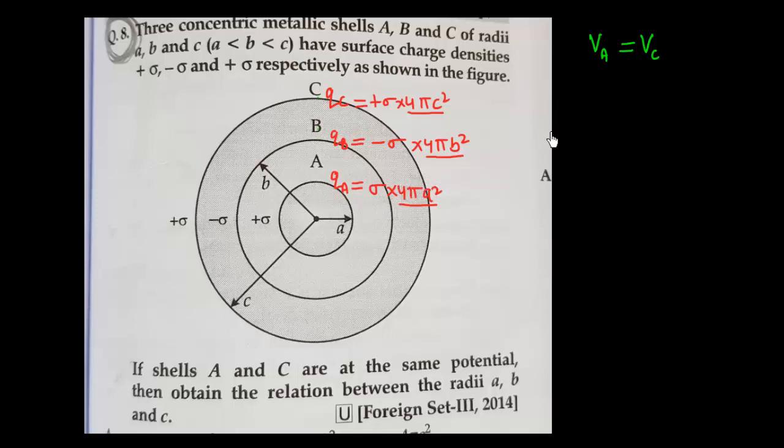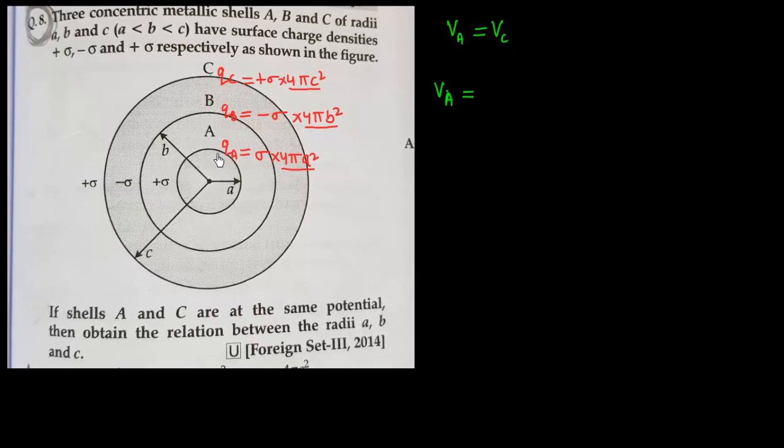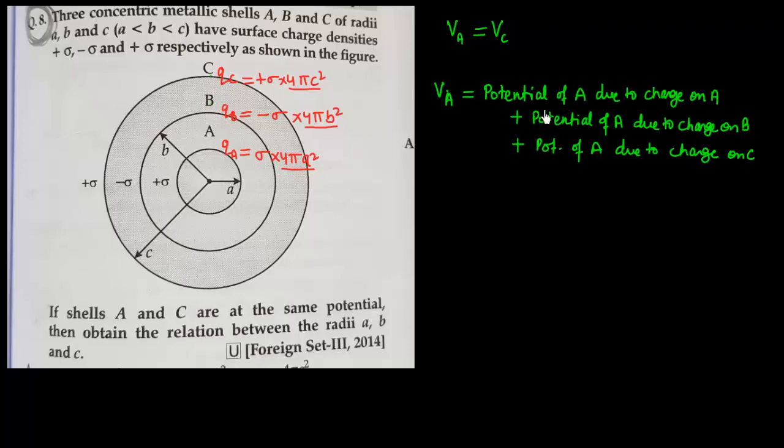Now the potential of A is due to the charge on A, due to the charge on B and due to the charge on C. So we can write the potential of A due to charge on A, plus the potential of A due to charge on B, and the potential of A due to charge on C. The potential of a point on shell A will be the potential due to the charge on shell A itself, and B creates some potential on A, similarly C creates potential on A.